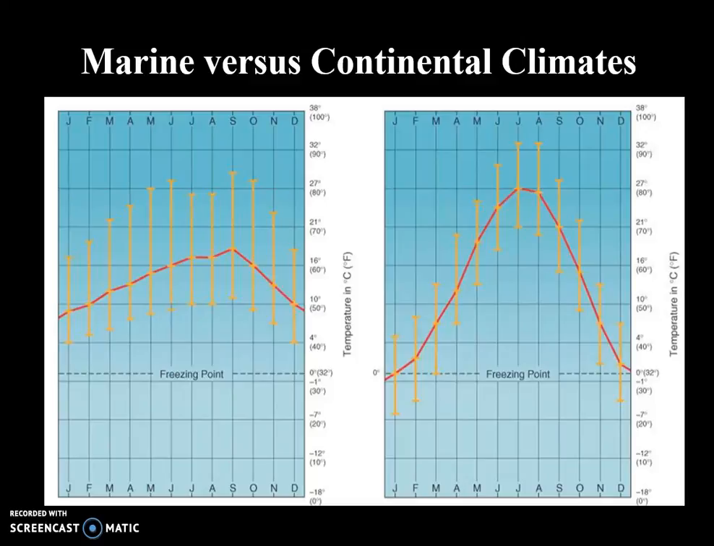So there's really no major span in temperature from the high point to the low point, versus a location that's away from the ocean that can moderate temperature fluctuation, and as a result you have these extreme temperatures. You have hot conditions in the summer and you have very cold conditions in the wintertime.